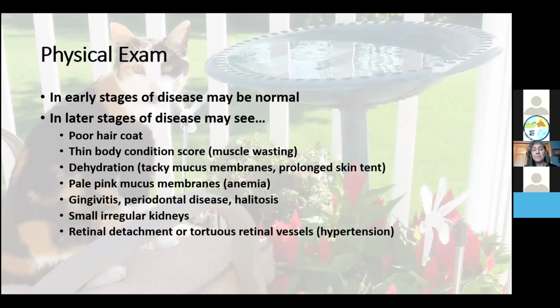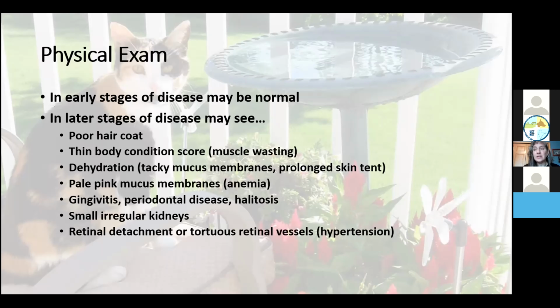In the physical exam, in the early stages of the disease, your physical exam most likely will be normal. In later stages, you can see such things as a poor hair coat due to decreased grooming, either with oral disease or that they're just not feeling well from the azotemia. A thin body condition score, overall loss in body condition, and also muscle wasting. You can see dehydration as seen by tacky mucous membranes and prolonged skin tent, and also firm feces felt in the colon.